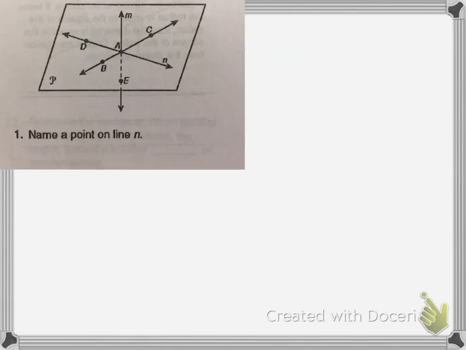The first 4 questions, you need to know some things about planes and lines and points and things like that. So name a point on line N. Keep in mind, line N is this one. When you see the lowercase letter, that's when you use one letter for a line. Everything on that line is part of that. So any point on there, so A or D.